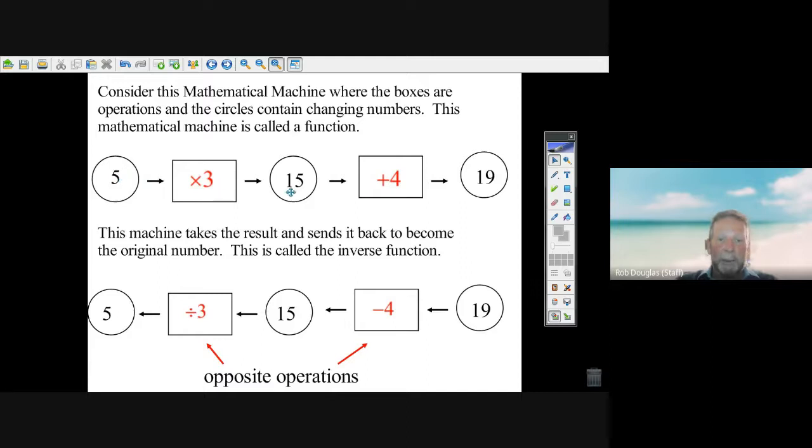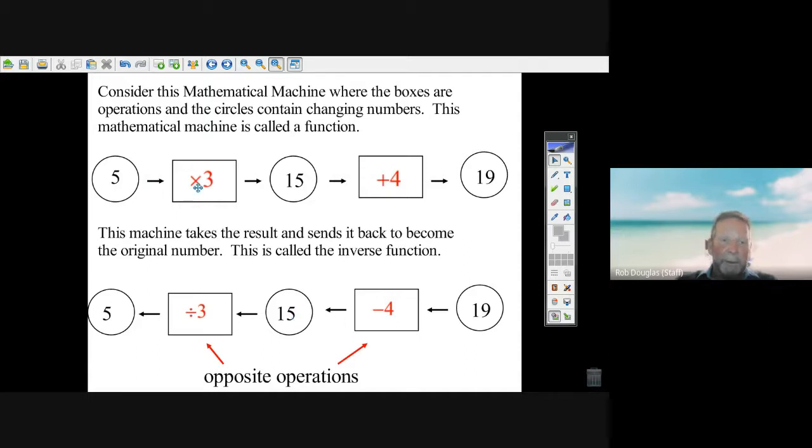Well, 5 times 3 is 15, and 15 plus 4 is 19. Well, what if we wanted to go back? What if we wanted to undo that and go back to the number 5? What would we do? Well, instead of adding 4, we'd subtract 4. And so 19 minus 4 would get us to 15, the number we had in the middle here.